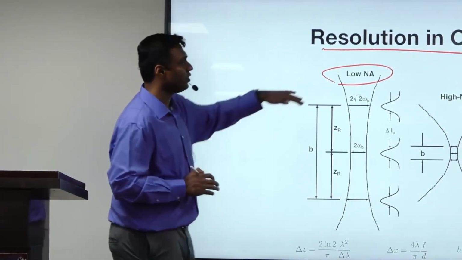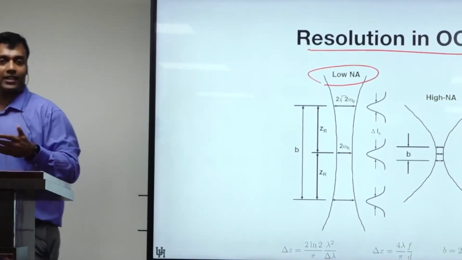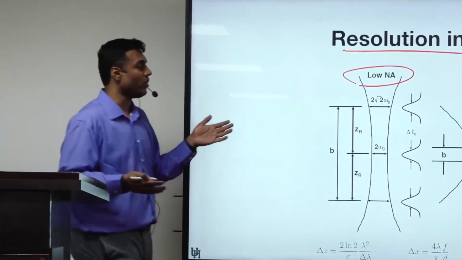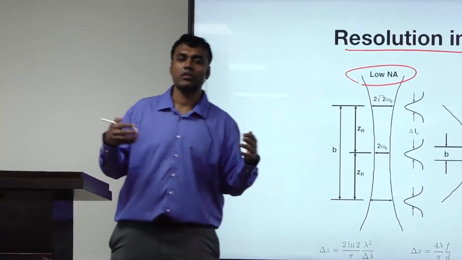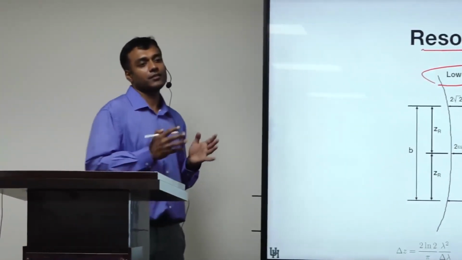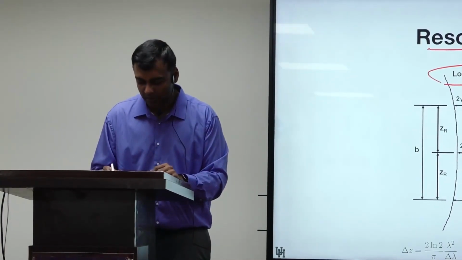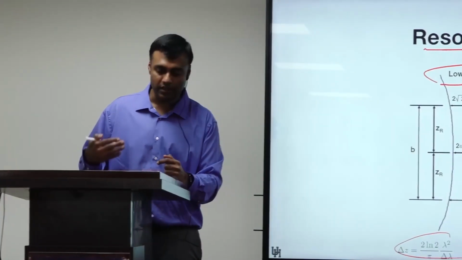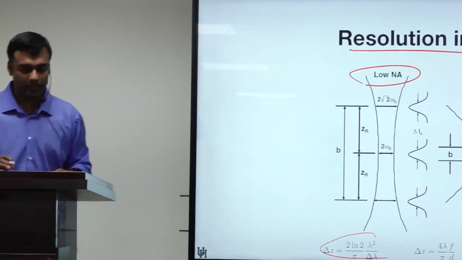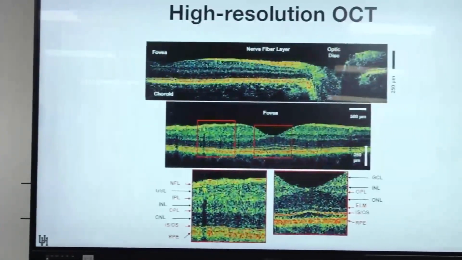An NA of something like 0.05 is a lower NA. An NA of 0.2 or 0.1 is a fairly high NA in OCT. Those are the kinds of relationships. I'll get to the point of this resolution a little later, but this is the crucial trade-off.